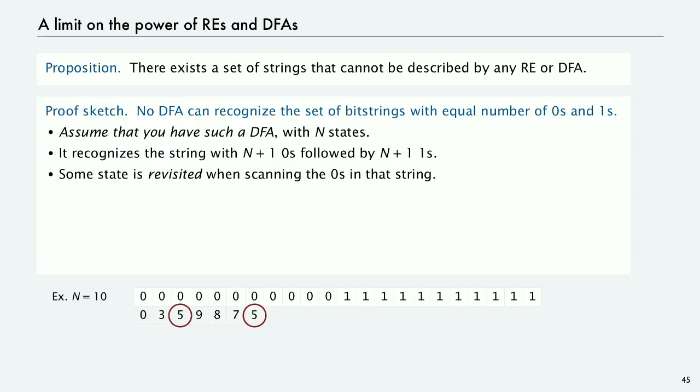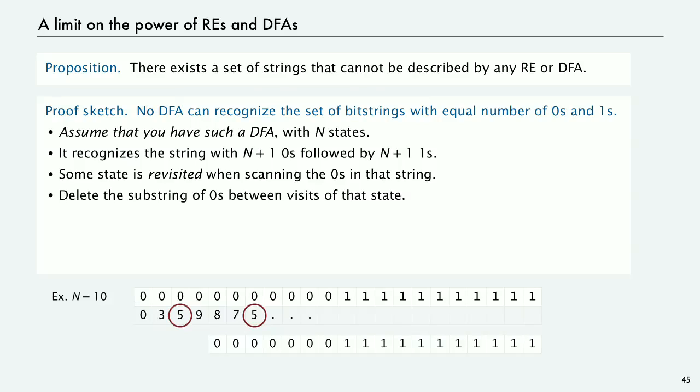Now the critical thing is that since there's only n states, and we have n+1 zeros, some state's going to get revisited. There's not enough different possibilities to get through that without having some state getting revisited. But that's crucial because what happens next only depends on being in that state. So if you take the zeros between the visits of that state, the machine can't tell the difference.